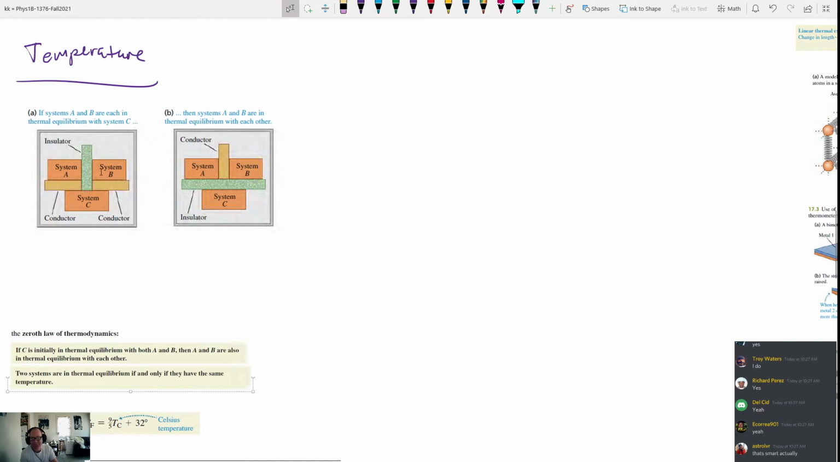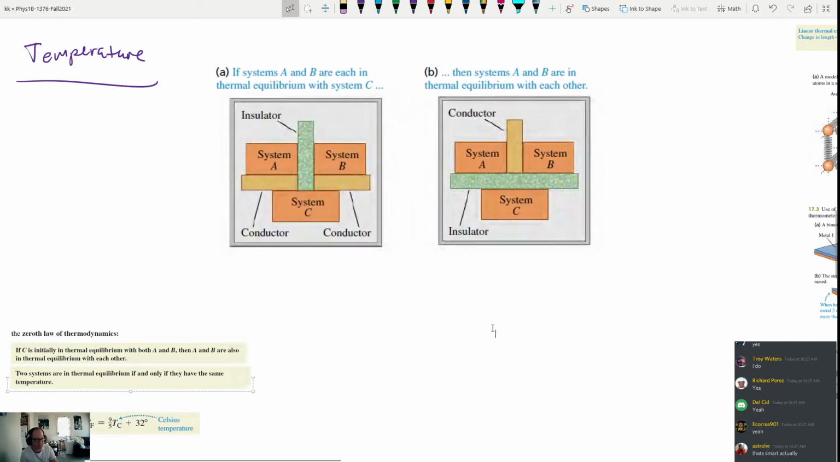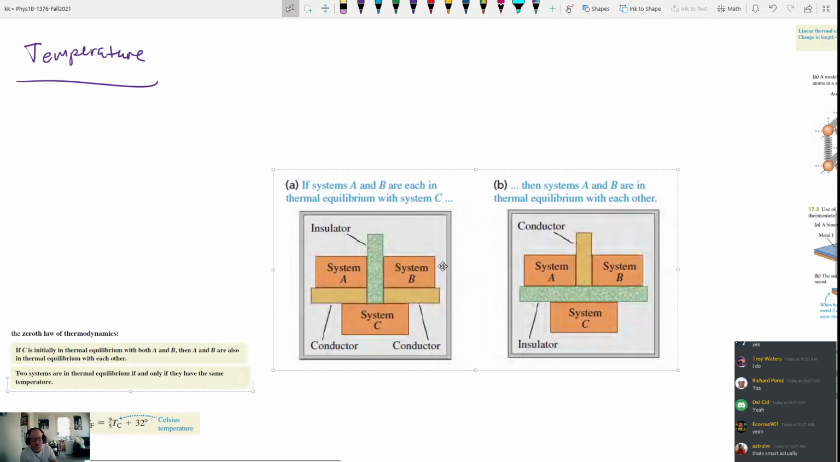So suppose I have a couple of systems. The systems could be anything, okay? Could be an object, okay? So if we take an insulator or a conductor and put them between these things, maybe I should define what these things are. Maybe you already know what they are, but let's define what an insulator and a conductor are.